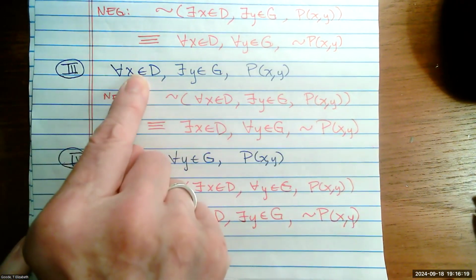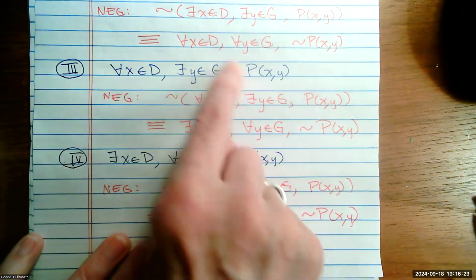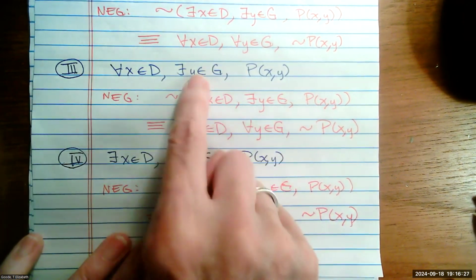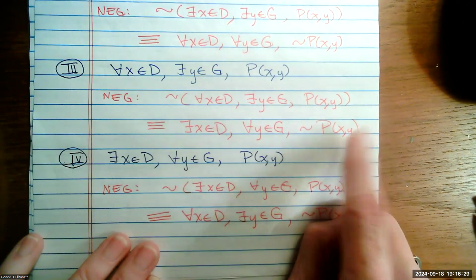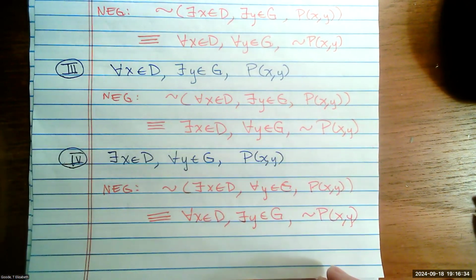In other words, there's one of these x's at least for which none of these y's work. And for all these y's in G, the property fails. Does that make sense? Does anybody have any questions?